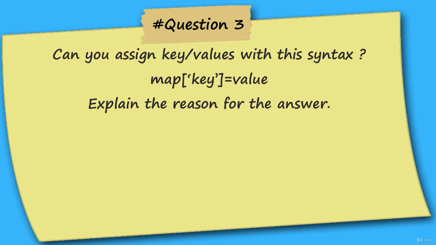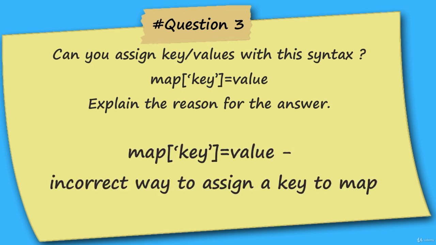The third question is, can you assign key values with this syntax? Explain the reason for the answer. Well, writing this way is not going to give any error, but the point is it will behave like a normal or a simple object where your keys become strings only. So the charm of map where you have keys with various data types won't happen. So this is a wrong way to assign a key to map.